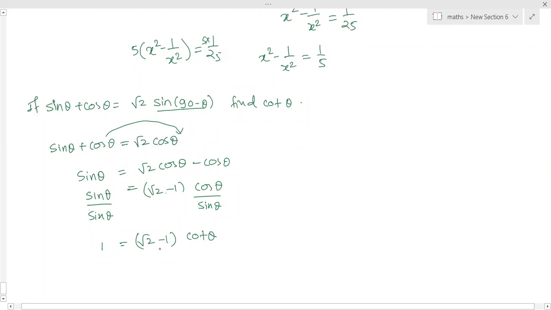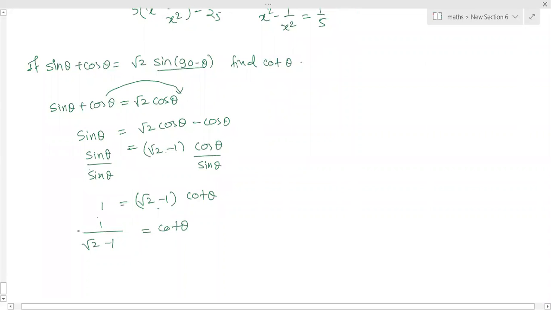So for finding cot theta value, this part will go to the denominator. So 1 by root 2 minus 1 is equal to cot theta. And then multiply this, rationalize. We have to rationalize it because the denominator is an irrational number. So root 2 plus 1 by root 2 plus 1. So root 2 plus 1 by 2 minus 1. That is root 2 plus 1 by 1 is equal to cot theta. So the answer is root 2 plus 1. Yes, ma'am.